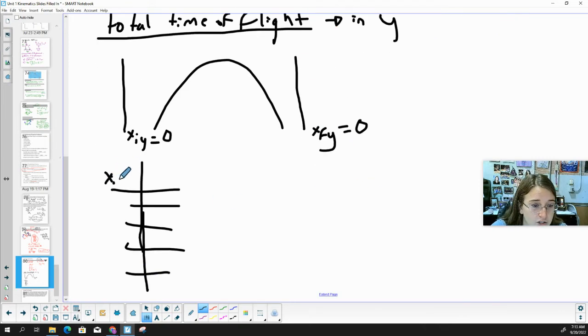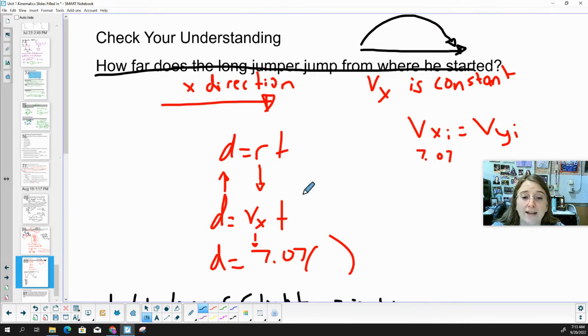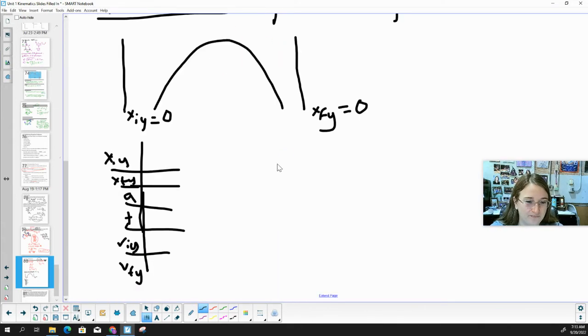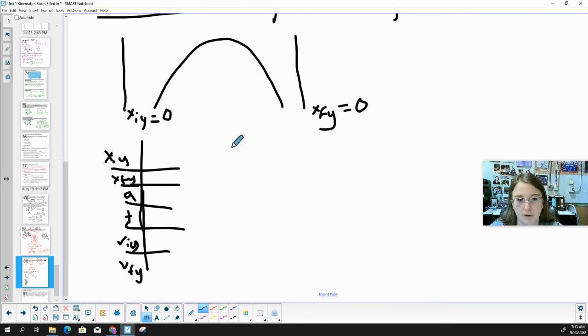So I have x initial y, I have x final y, I have a, I have t, I have velocity initial in the y, and velocity final in the y. Let's take a second and go ahead and fill out these variables. Remember, we're trying to find time to be able to go back to answer this pretty simple question otherwise, yeah? So take a second to go ahead and do so.